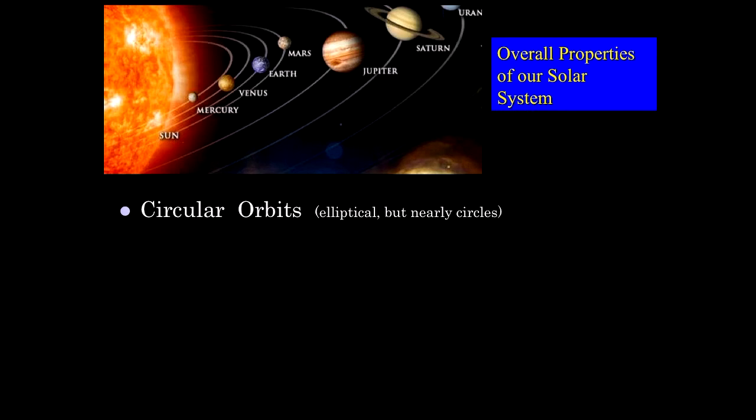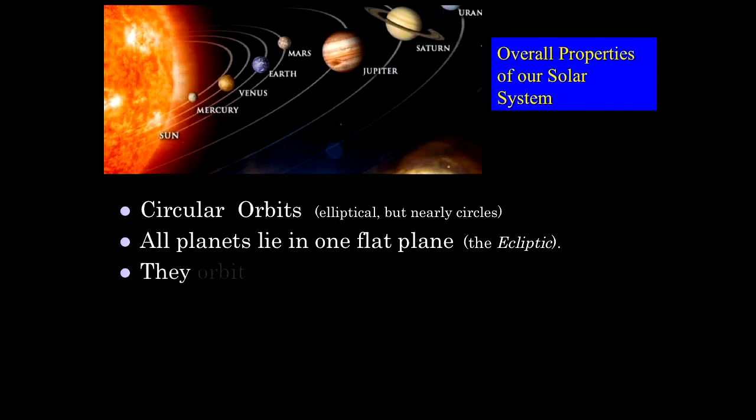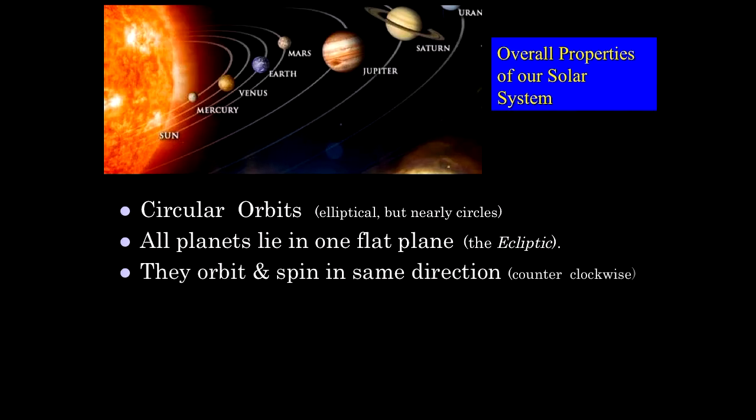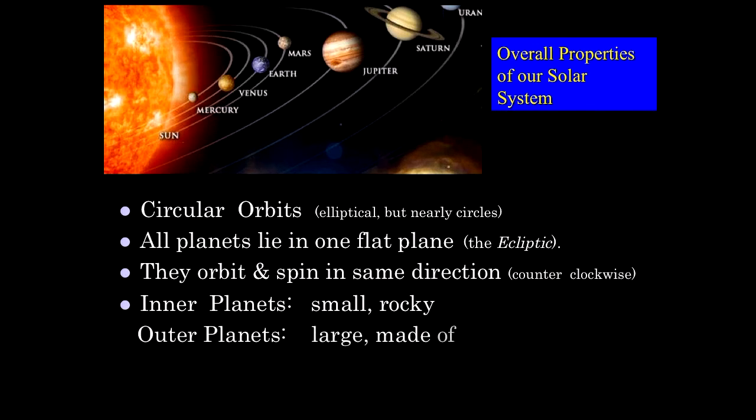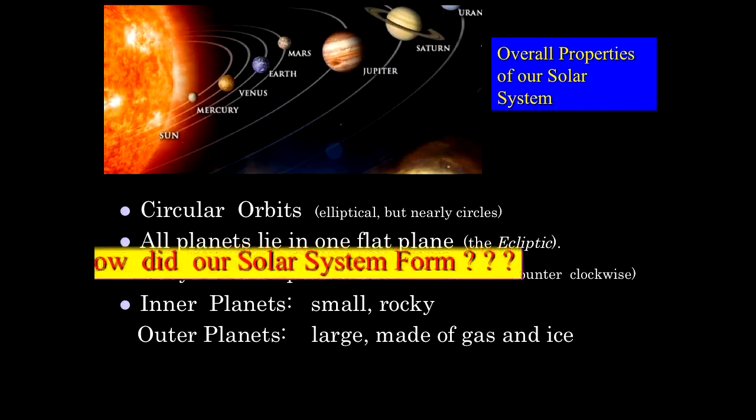The orbits are nearly circular. The planets all lie in a flattened plane, the ecliptic plane. And all of the planets orbit the sun in a counterclockwise direction, not randomly. They even typically spin in the counterclockwise direction. Even the moon goes around the Earth in that counterclockwise direction. So it's quite remarkable that the solar system has this geometrical consistency of a flat plane and spin direction. In addition, the inner planets are small and rocky, and the outer planets are large and gaseous.